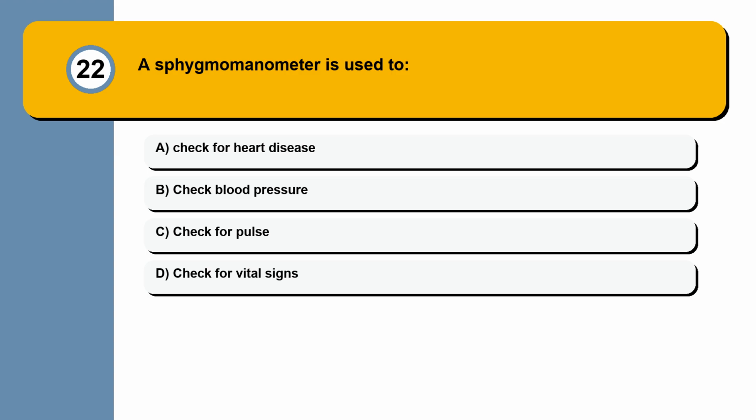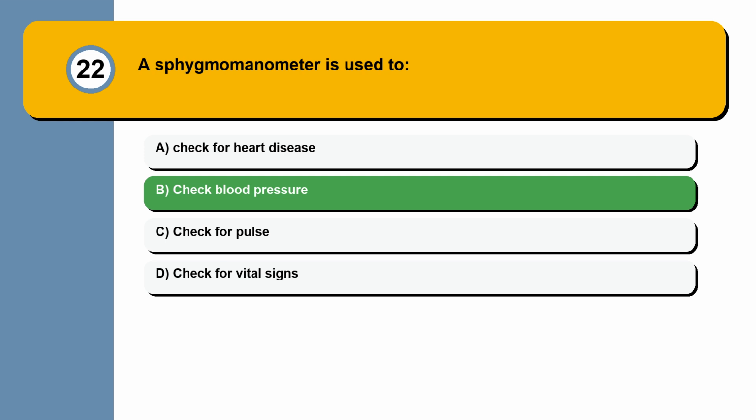Question 22. A sphygmomanometer is used to. Here are your options. Option A. Check for heart disease. Option B. Check blood pressure. Option C. Check for pulse. Option D. Check for vital signs. The correct answer is option B.